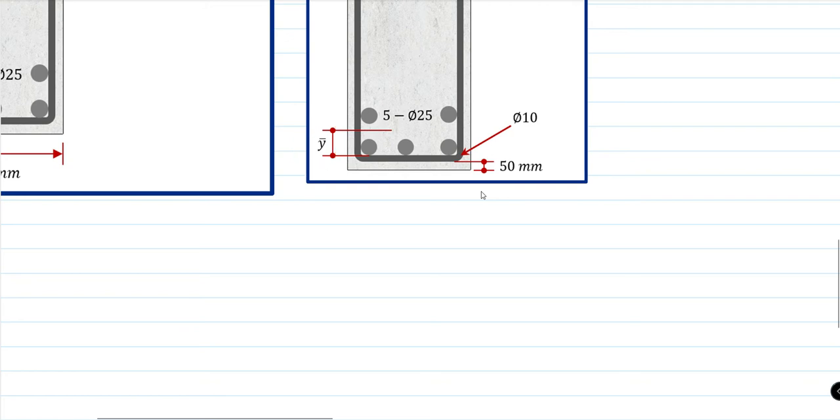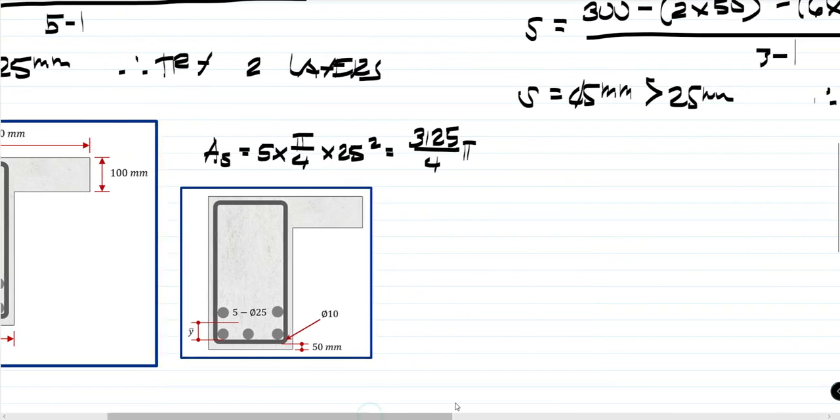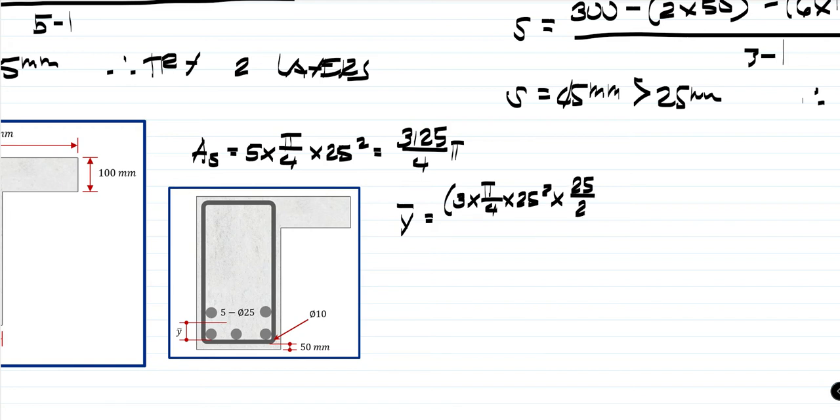Nagsisimula siya dito sa bottom ng first layer reinforcement natin. And syempre, para makuha siya using Varignon's theorem, proceed na tayo. We will have Y bar is now equivalent to, so area ng first layer reinforcement, so that is 3 times pi over 4 times 25 squared. Then yung centroid nun, so that is times 25 over 2 mula sa baba. Kasi ito yan, so that is just 25 over 2.